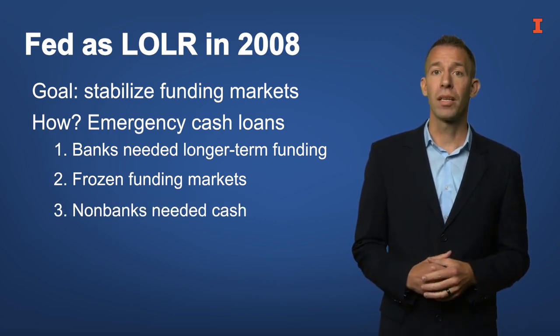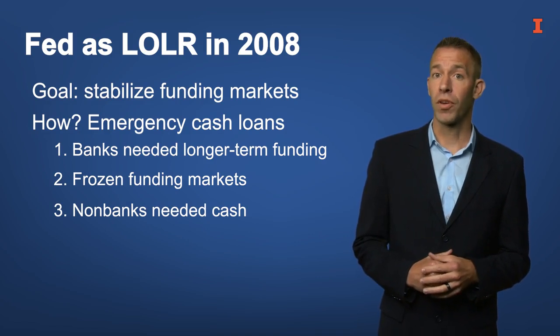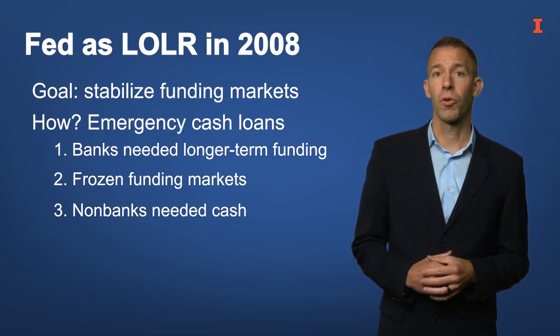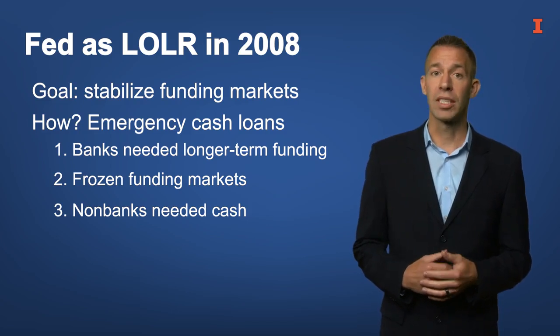Third, many non-banks that were central to funding markets desperately needed cash. The most important and reputable investment banks are also called primary dealers. Primary dealers serve as the trading counterparties for the Federal Reserve's open market operations. They are crucial for monetary policy. They are also vital for well-functioning treasury markets.